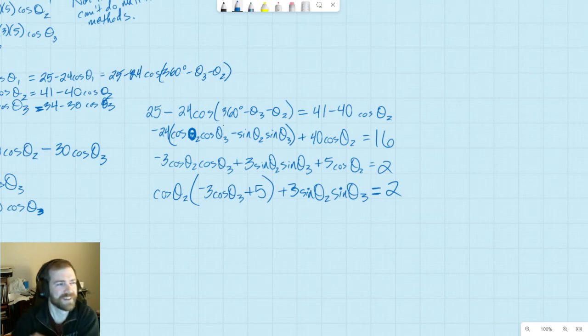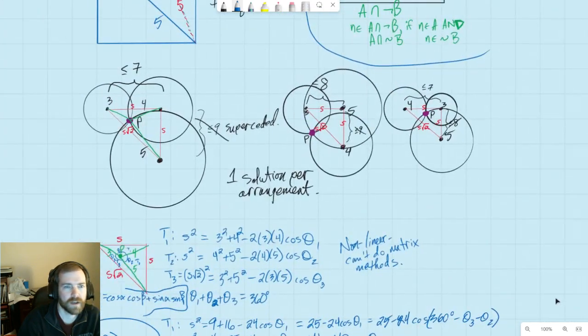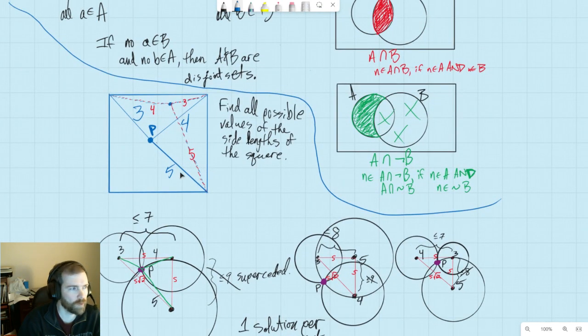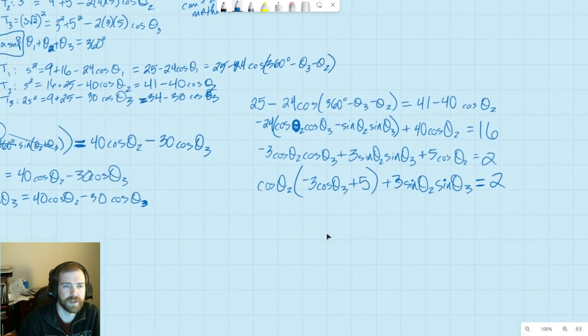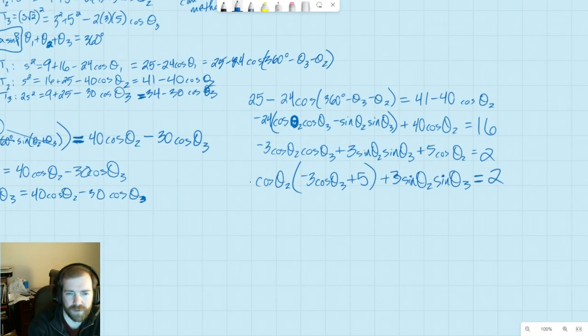Hey, Sport Master. So we have a group of points. Sorry, no. We have a square, inside of which is a point P, whose distances to 3 of the diagonals in some arrangement are 3, 4, and 5. So based on that, what are all of the possible different side lengths of the original square?